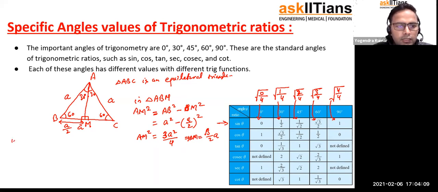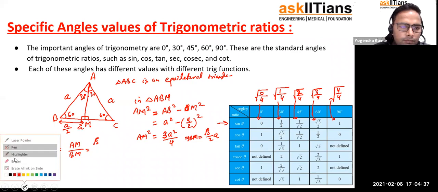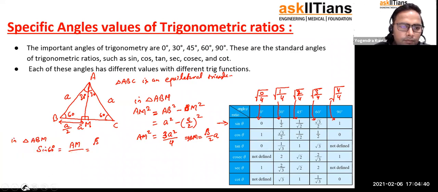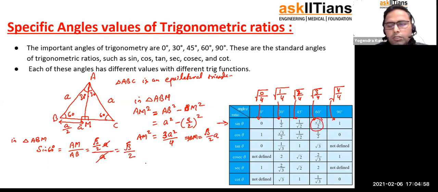So now you can see in this triangle ABM, sine of 60 is what? AM divided by BM. Now AM is how much? Root 3 by 2 A. Oh, my bad. It is going to be not BM, it is going to be AB, right? So you got it right, how we get this value, root 3 by 2, right?